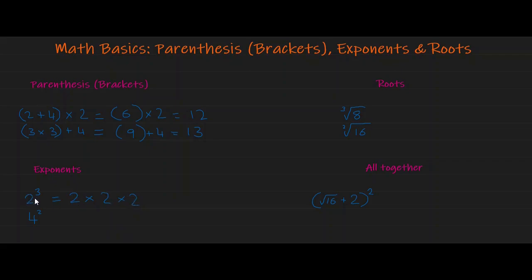So you could also write this as 2 raised to 3. This is 2 times 2, 4 times 2, 8. Let's look at the next example. 4 to the power of 2. What this is saying is that you need to multiply 4 twice. This would look like 4 multiplied by 4, which is equal to 16.